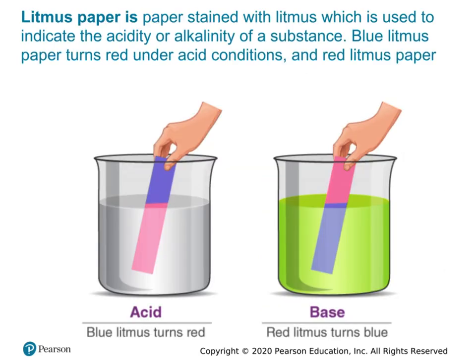You can actually use readily available litmus paper. Some people use this, for example, in pools, and it's going to stain a certain color to let you know if something is acidic or alkaline, so acidic or basic. Blue litmus paper tends to turn red under acidic conditions, and red litmus paper turns blue under alkaline conditions. There's other types of litmus paper that have different ranges of color changes, represented usually on a graph on the bottle.